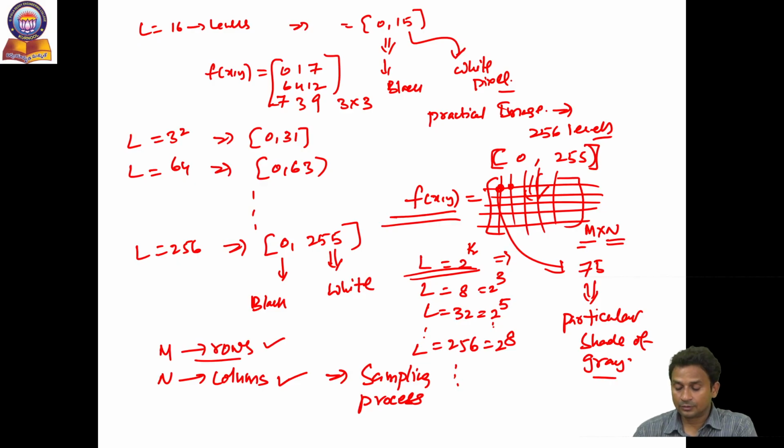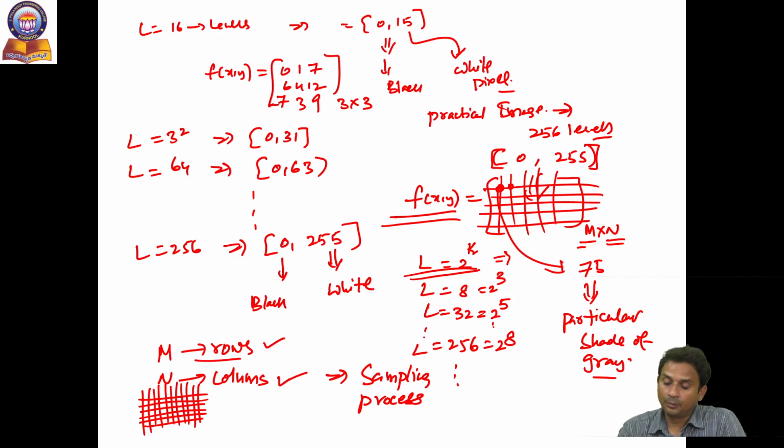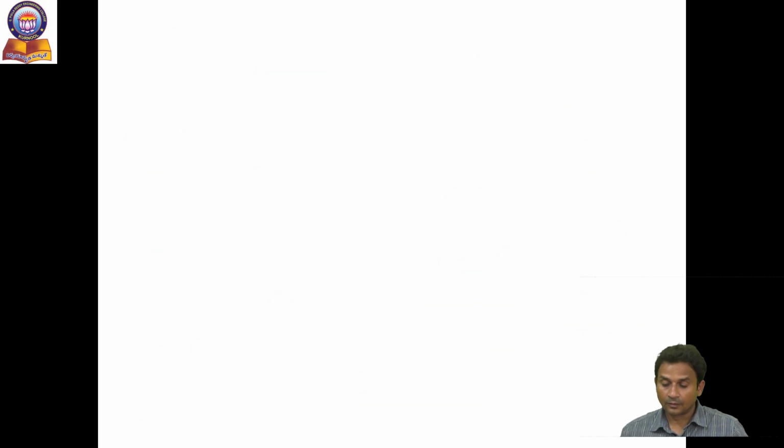So how many rows we take along the x direction in the digitization process, and into how many samples each row is divided, that is the sampling in the y direction, which represents the n value. So the number of rows m and the number of columns n depend on the sampling process, whereas the pixel value, or the number of levels in the grayscale, depends on the quantization process, right? So now we'll see the coordinate convention.